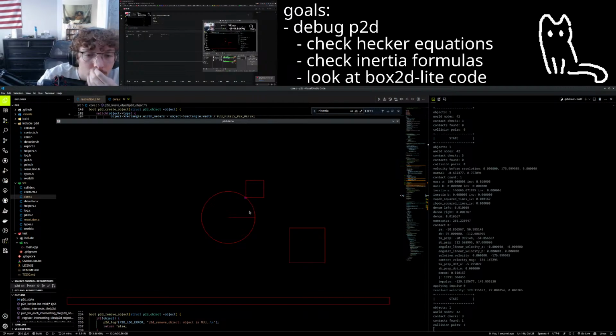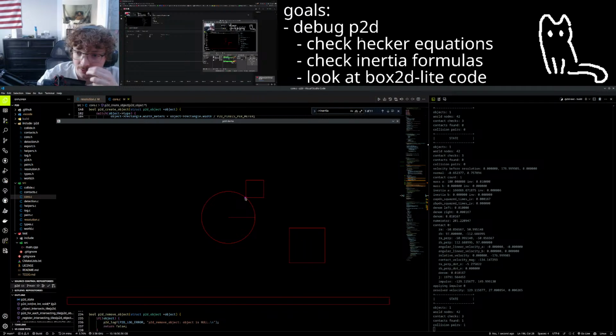Is this 1 or 2 small contacts? I think it's just one. So normal is like that. Mass of A is 100, which I think is pretty reasonable for an object this size. The inertia of A is like ridiculous. The inverse inertia is ridiculously low. RA, which is this. RB is this. And then there's no angular.